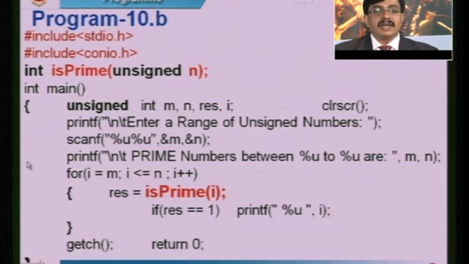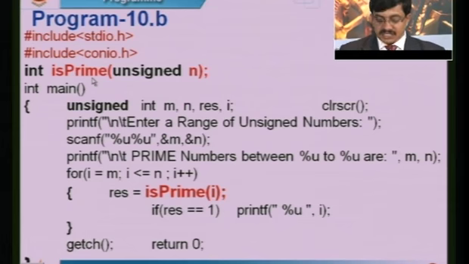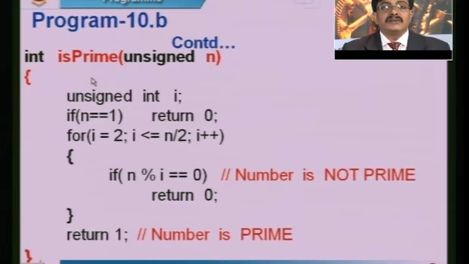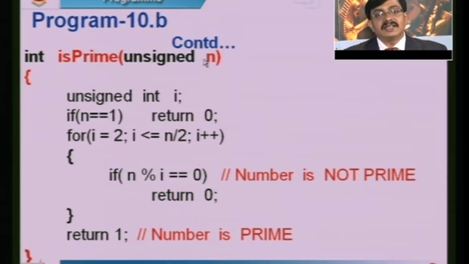Now here the main function has been closed. After this we have to define the isPrime function. Here this is the function call of isPrime, and this is the function prototype of isPrime. If you look at the function definition of isPrime, it is taking an unsigned number as a parameter. It could be unsigned int or just unsigned, so you can write anything there. And the return type of the function is int.